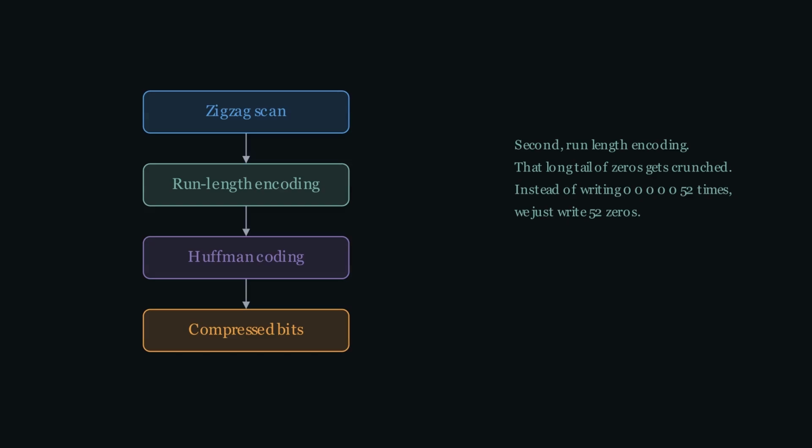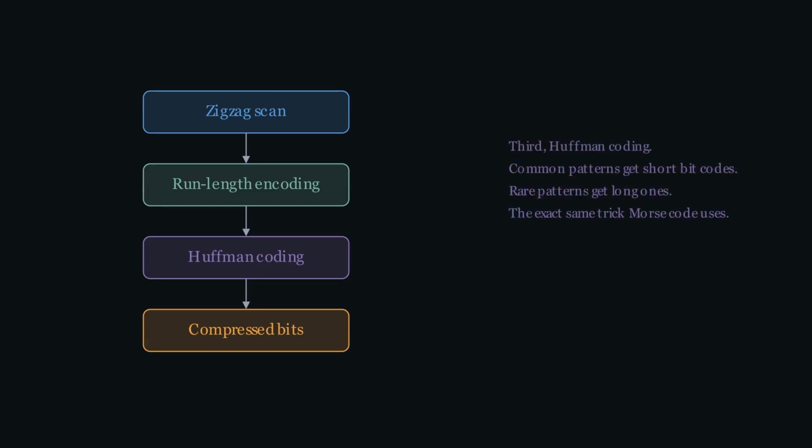Second, run length encoding. That long tail of zeros gets crunched. Instead of writing 00000 52 times, we just write 52 zeros, much shorter. Third, Huffman coding. Common patterns get short bit codes, rare patterns get long ones. The exact same trick Morse code uses. E is 1 dot, Q is 4 marks. Frequent things get tiny codes.